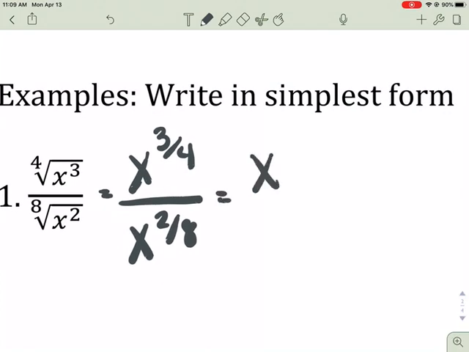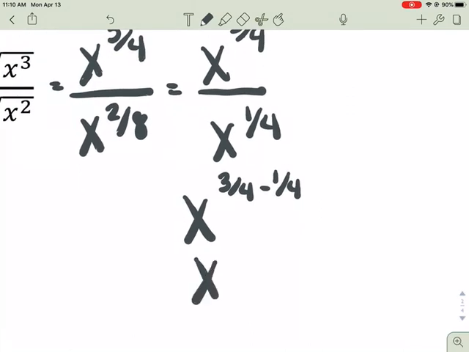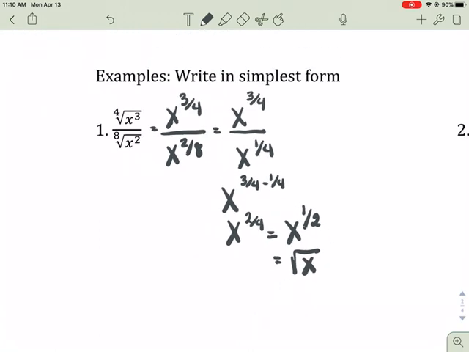Yes, we can. So x to the 3/4 over x to the 1/4. All right, so we're dividing. If you remember, that means we're going to subtract our exponents. So this is x to the 3/4 minus 1/4, which is x to the 2/4, which is x to the 1/2. Now you can leave it like that, or you can write it as the square root of x. So that concept that we could not divide these because they're not like radicals, we can now do that.